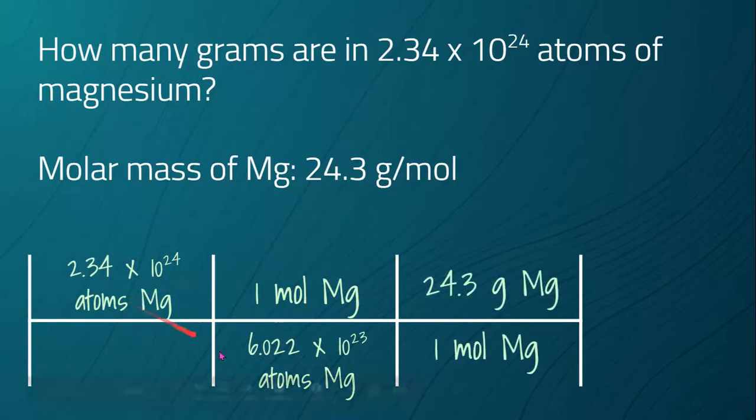My atoms cancel out, my moles cancel out. I'm left with grams of magnesium, which is what I wanted, so I can stop, multiply across the top, divide by the bottom to get an answer. So 2.34 times 10 to the 24th times 1 times 24.3 divided by 6.022 times 10 to the 23rd divided by 1 should get you an answer of 94.42 grams of magnesium.